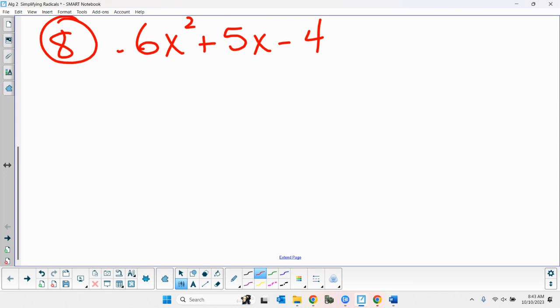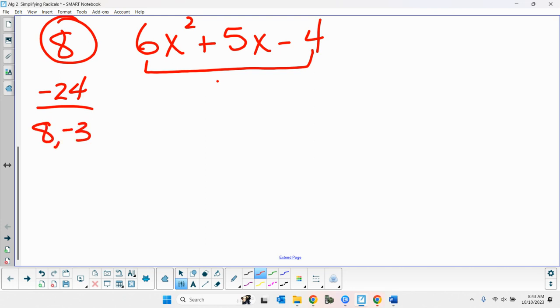What's my a value? 6. So when a value is not 1, we have to multiply the a times the c. You get negative 24. Now we're looking for factors. What times what gives me negative 24, but adds to give me positive 5, which would be 8 and a negative 3. If I multiply 8 times negative 3, I get negative 24. And if I add 8 and negative 3, I get positive 5.